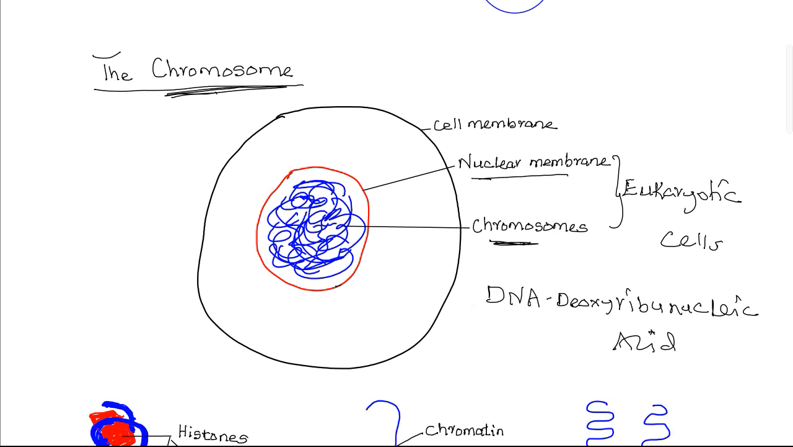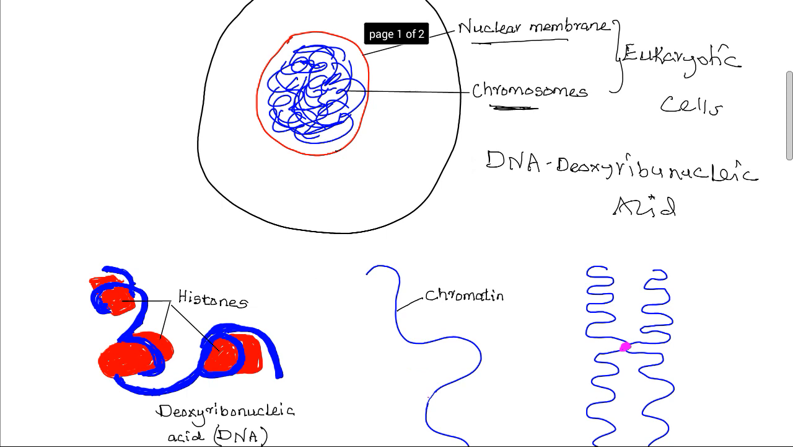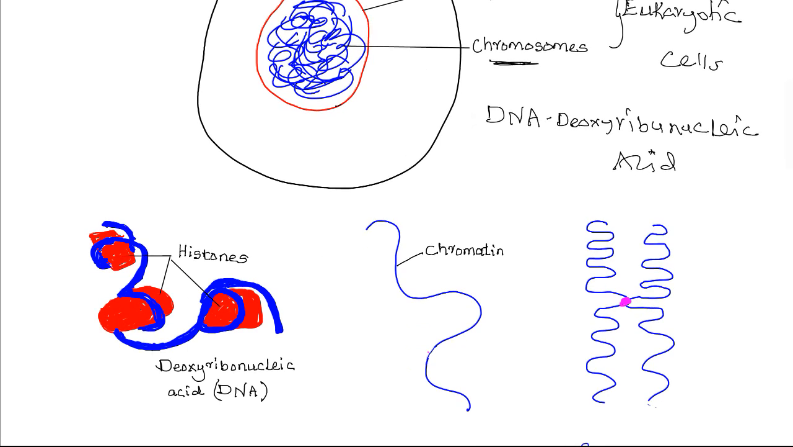Now, if we look at the structure of the chromosome here, see, the chromosome, as mentioned, is a long thread-like structure made up of long molecules of DNA. So these are the molecules of the DNA. And these molecules are wrapped around proteins known as histones. That is for support.